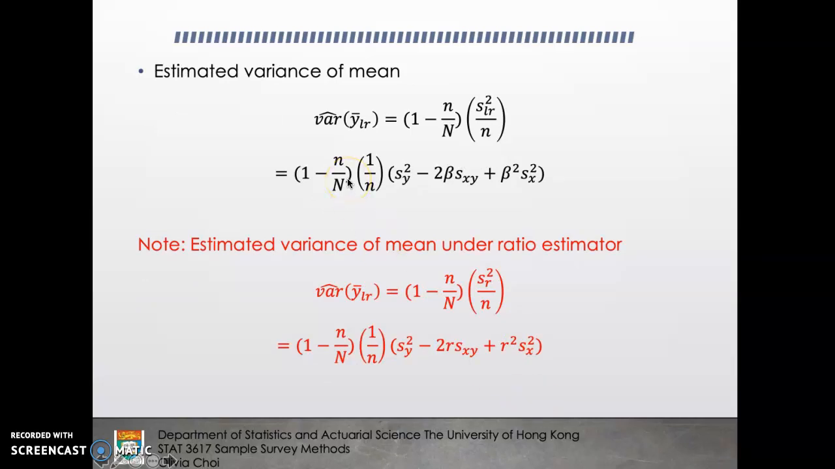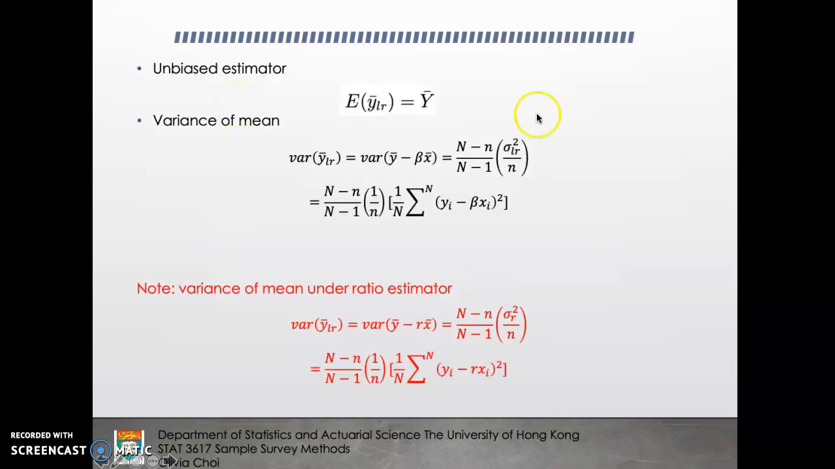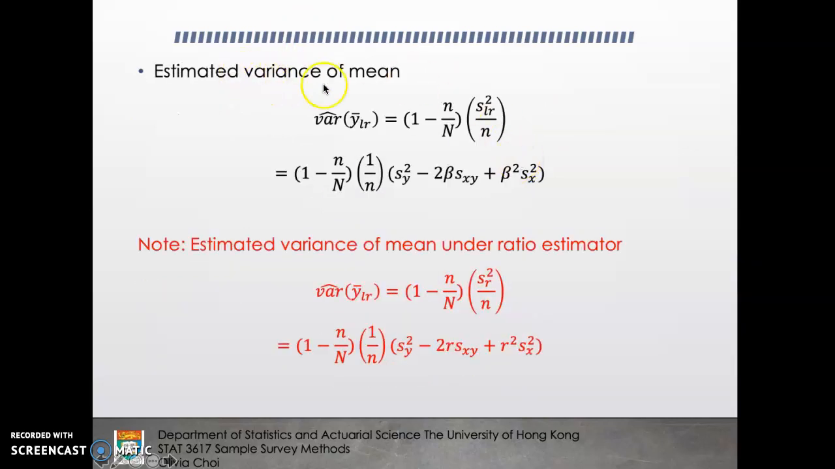Again, if the population variance sigma is not given, then we can estimate the variance of our mean. So we will have a hat on top, with the finite population correction factor for the estimated variance multiplied by s squared. This s squared is obtained from our sample using the linear regression estimation.